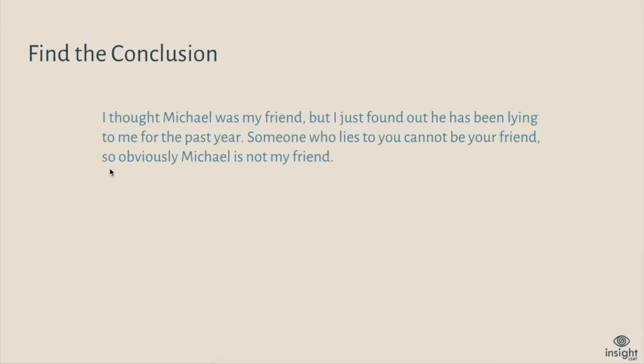The other statements, I thought Michael was my friend, that's just kind of background. I just found out he's been lying to me, and someone who lies to you cannot be your friend. Those two statements combine to give us our conclusion. But the conclusion here is the one that ends the little blurb. Obviously, Michael is not my friend.